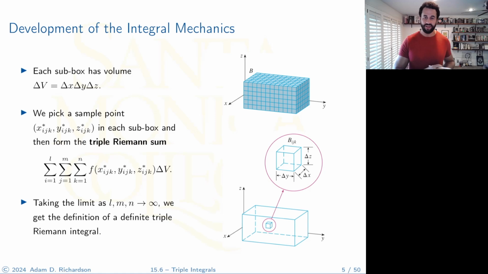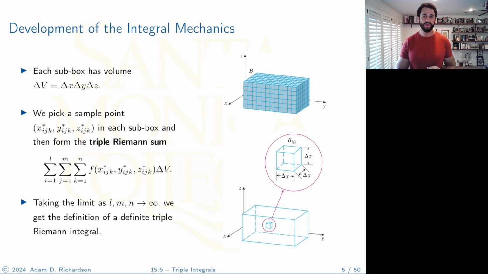times delta z. Then just like before, we're going to pick a sample point in each one of these sub boxes. The sample point will be this complicated looking thing. Again, don't let the notation freak you out. It's just a sample point in the box. That's all it is. Pick a point, any point in that box, and this is what we're going to call it.